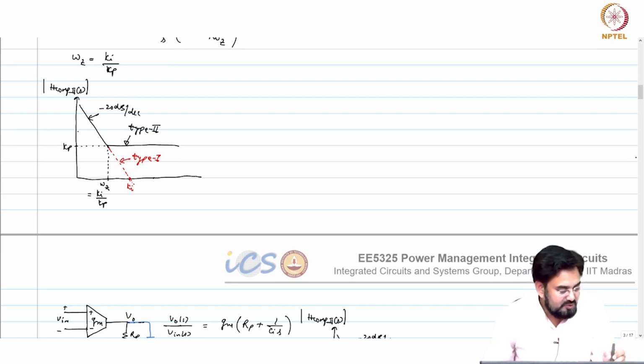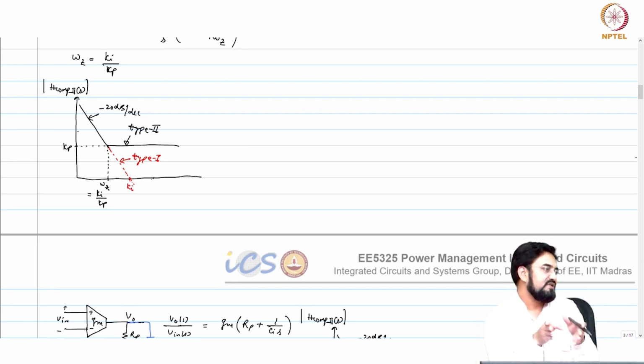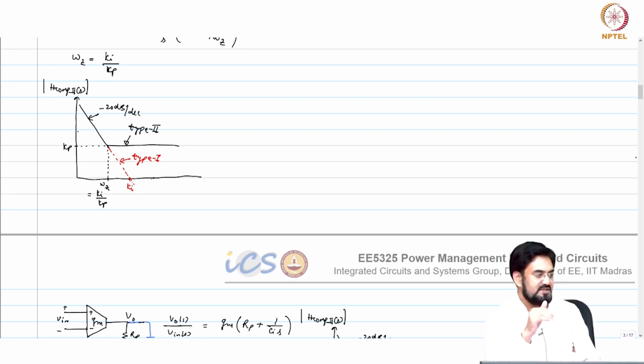So that's why we want to move this zero very close to omega naught, so that you cancel the integrator before the resonance appears, and then you have a second zero to cancel one of the resonance poles, so you get enough phase margin. So your gain and phase response both look very nice. You're much closer to a first order system.